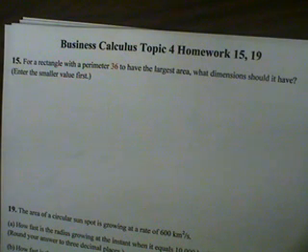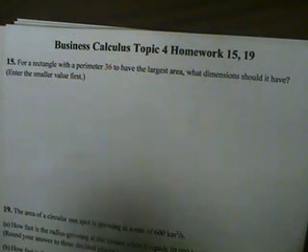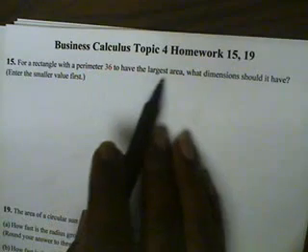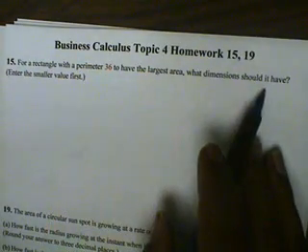This is Calculus, Topic 4, Homework Problems 15 and 19. 15. For a rectangle with a perimeter of 36 to have the largest area, what dimensions should it have?